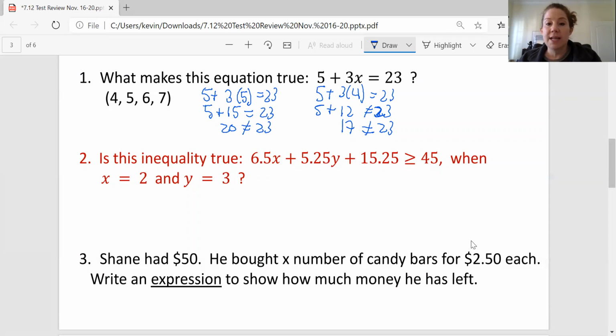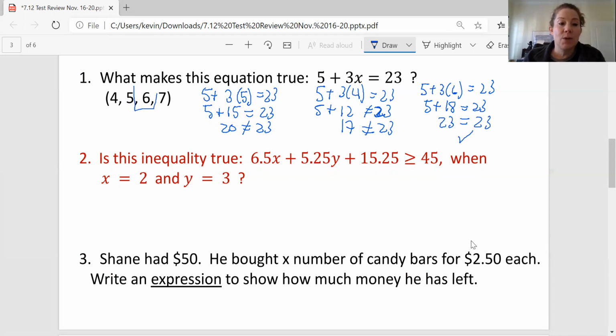All right, let's try 6. So if x is 6, well, 3 times 6 is 18. And is 5 plus 18 equal to 23? Yes, it is. That is correct. 6 works. Of course, 7 is going to be more than 23, right? Because 3 times 7 is 21, and 21 plus 5 is not 23, it's 26. So there we go. 6 is the only answer that makes that equation true.